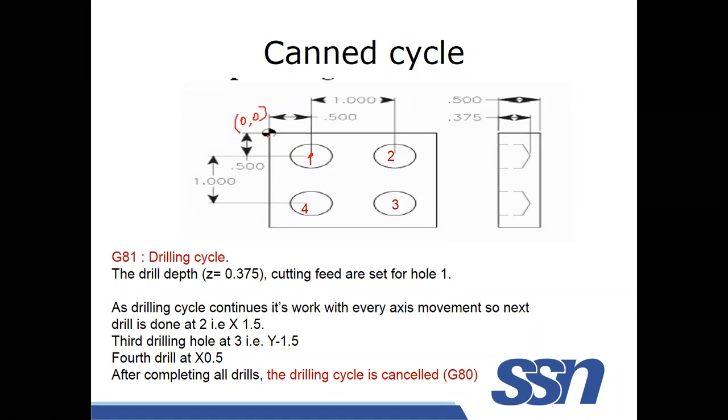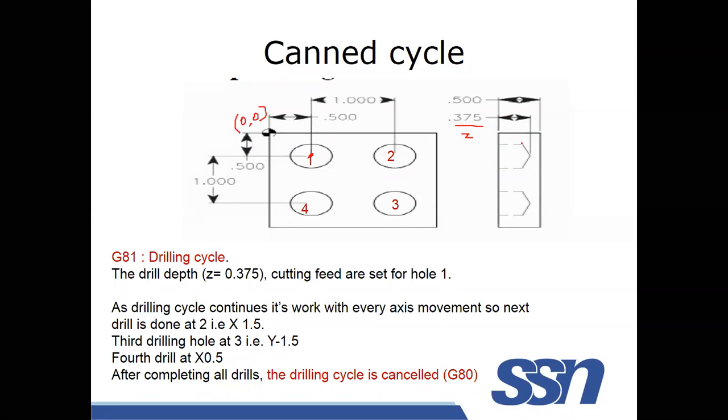Once my drill bit reaches this location, I have to set the feed rate and speed of rotation, and the depth of cut also I have to give. If you look, this is not a through hole, it is a partial hole. 0.375 is the depth of cut, or Z value. You can set this Z value here, and the feed rate in mm per minute or mm per rotation, and the speed of rotation of the tool is also set. Now, as per the Z value, it will make a drill.